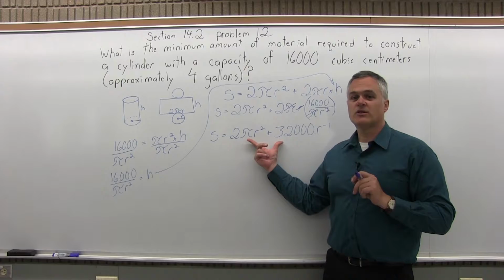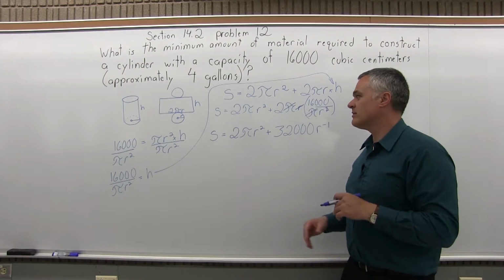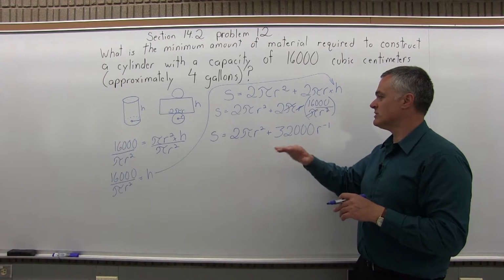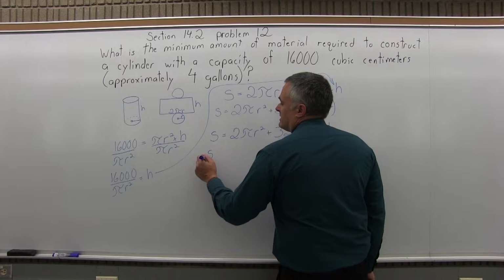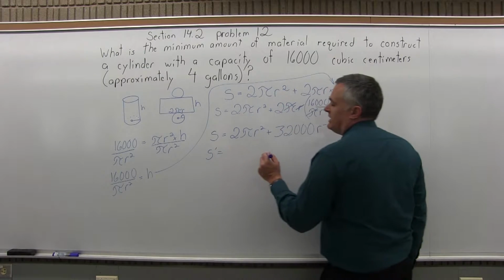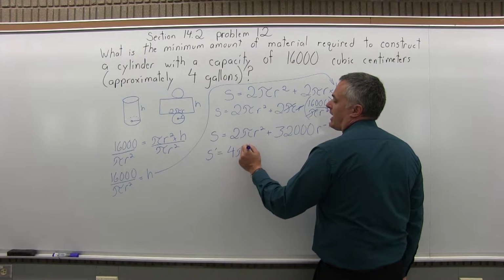It's been simplified to the point where I can just do S prime without any derivative rules like quotient rules or product rules. I can just do the derivative. So the derivative is S prime equals the 2 pi r squared is going to give me a derivative of 4 pi r to the first.